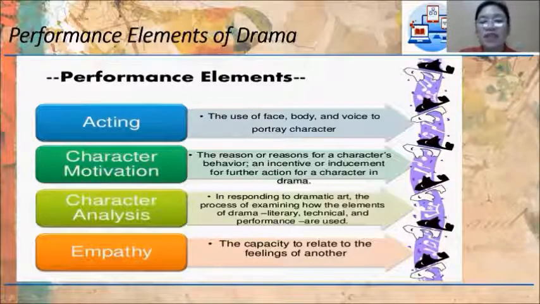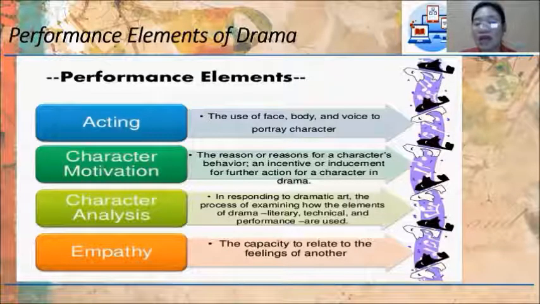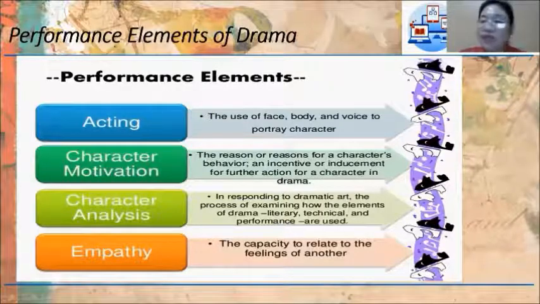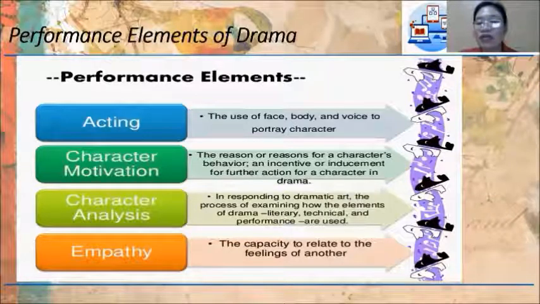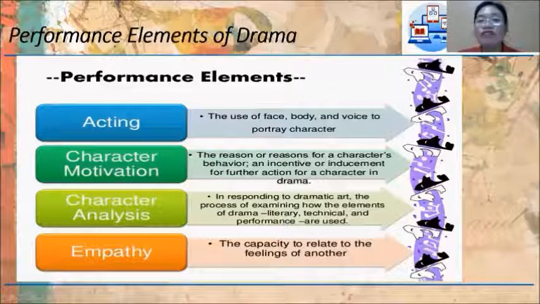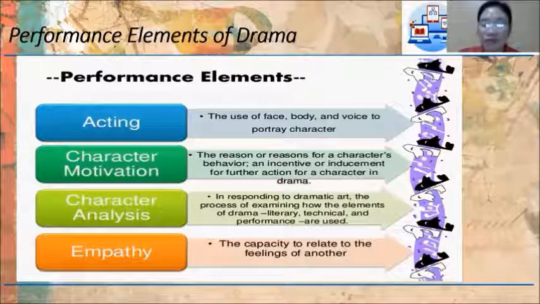In responding to dramatic art, character analysis is the process of examining how the elements of drama, literary, technical, and performance, are used. And then we have the last one, empathy. Empathy is the capacity to relate to the feelings of another, or putting oneself in the shoes of another person. So these are the performance elements of drama.